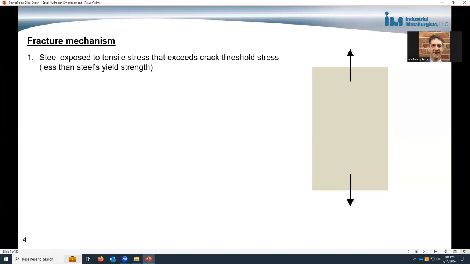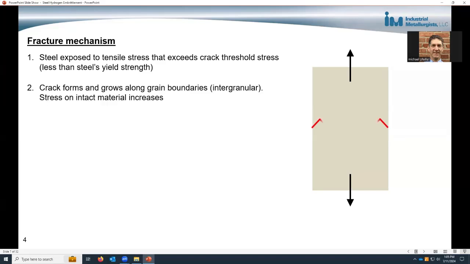And this crack threshold stress is lower than the steel's yield strength. So we have the stress being applied to the metal, and cracks start to form and grow along the grain boundaries. And this is intergranular cracking, and this is due to the hydrogen atoms having diffused to the grain boundaries.